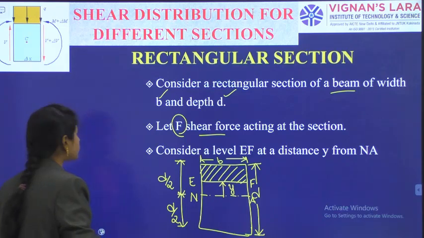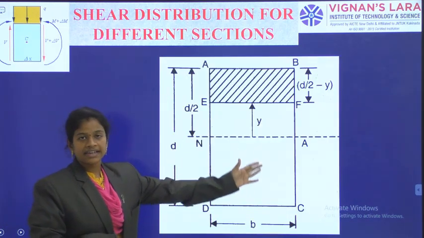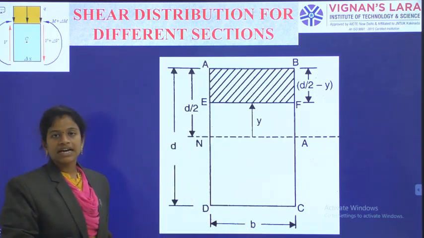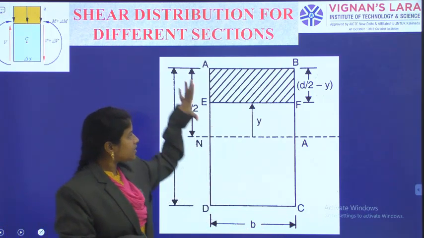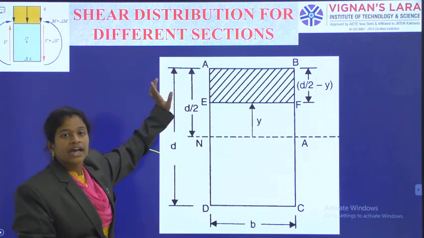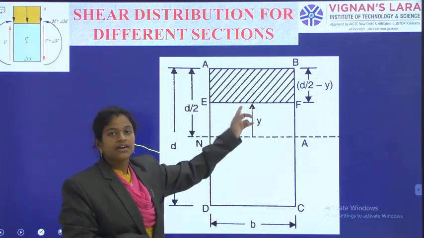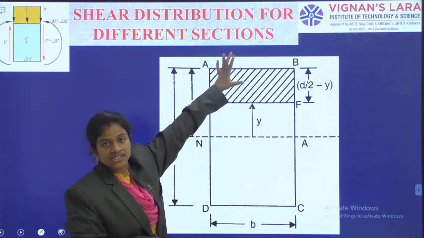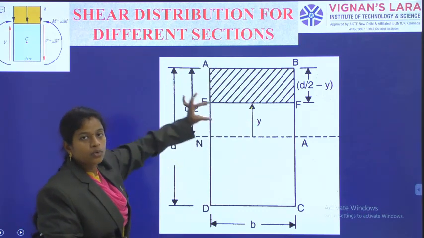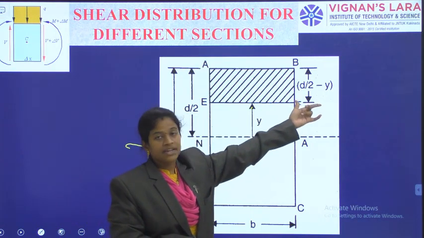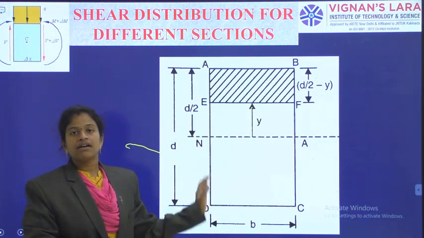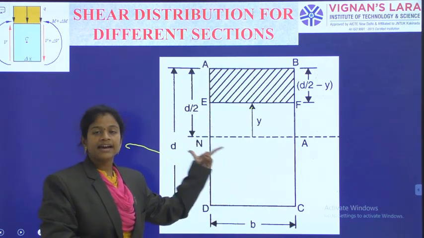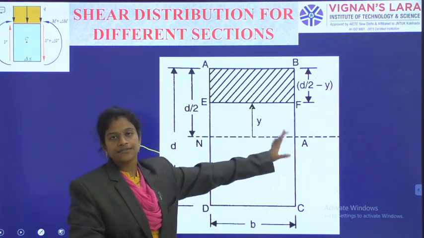Now when you see the picture, you may observe the initial width of the beam as B, depth of the beam as D, and I am having the neutral axis line which is located at a depth D by 2, and I have indicated a level EF which is at a distance y from the neutral axis, and the remaining height of the section above the level EF is D by 2 minus y. So in this way we have completed the initial picture, giving the corners A, B, C, D and indicating the neutral axis and the EF level.